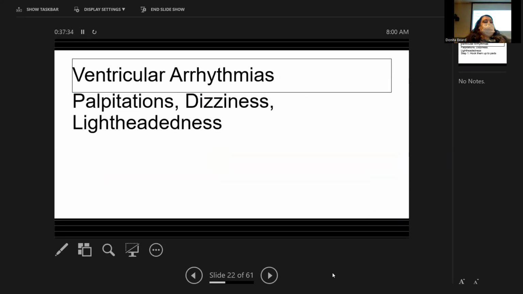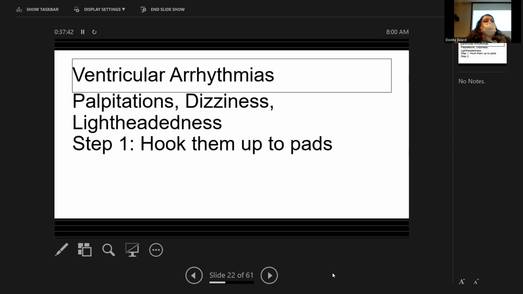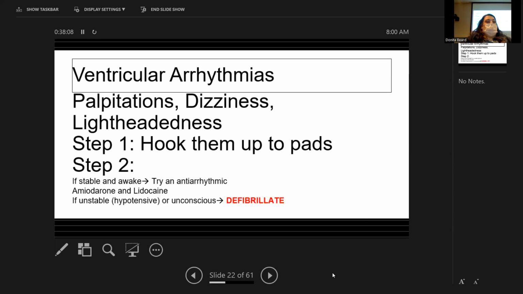Patients who are stable at first will often complain of palpitations, dizziness, lightheadedness. So step one, hook them up to the pads and see, because you really don't want to shock a wide awake patient if you can help it. If they have a pulse and a stable blood pressure, you have a little bit of time, but you want to be ready to shock them in case they deteriorate. Step two, if they're stable and awake, try an antiarrhythmic; amiodarone and lidocaine are the most common. And if unstable, then you have to defibrillate.